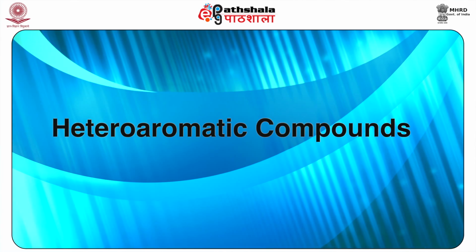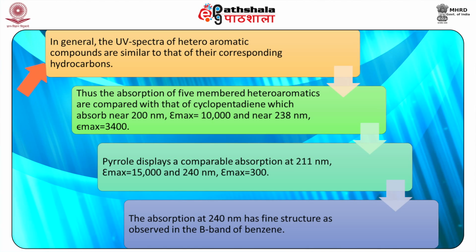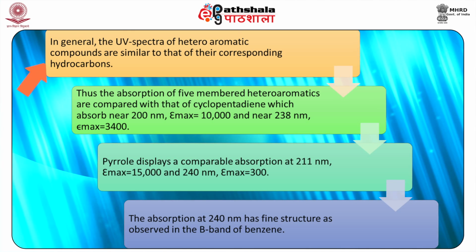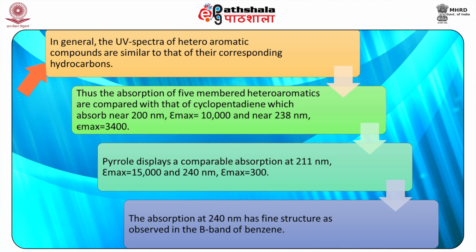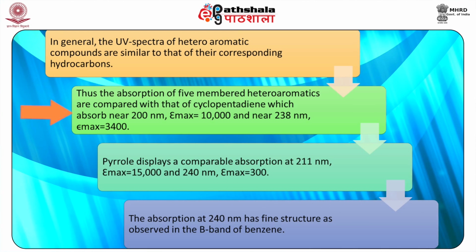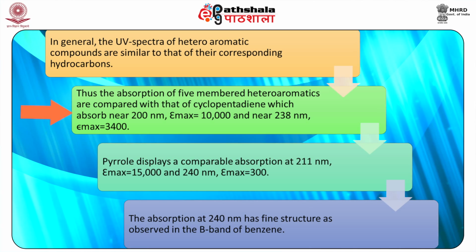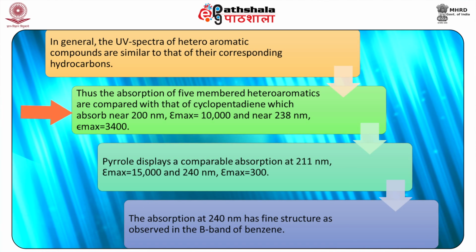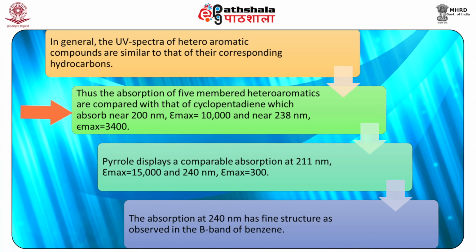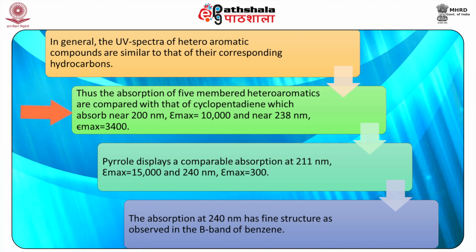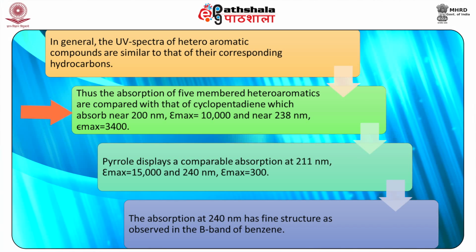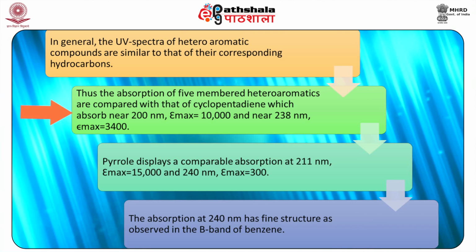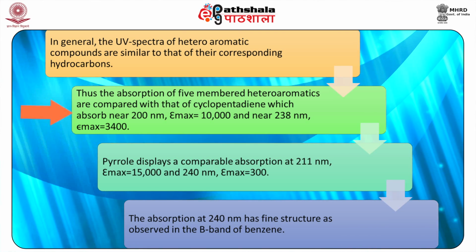Coming on to the heterocyclic compounds. In general, the UV spectra of heteroaromatic compounds are similar to that of their corresponding hydrocarbons. Thus, the absorption of 5-membered heteroaromatics is compared with that of cyclopentadiene, which absorbs near 200 nanometers with the Emax value of 10,000 and near 238 nanometers with the Emax value of 3,400.